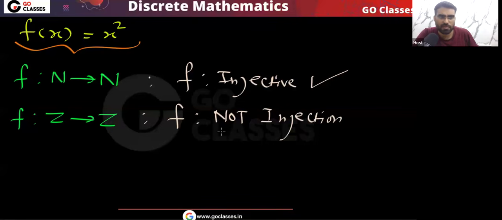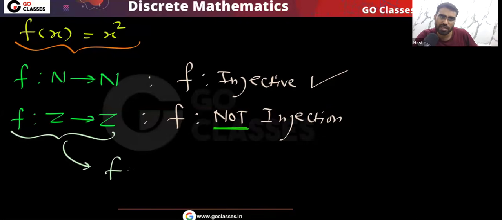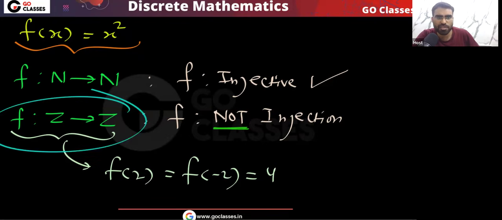Okay, tell me. So very simple, because 2 comma minus 2, they have the same image. In this case you can notice that different elements have the same image. That is the reason. Remember, when you have integers to integers, this is not an injective function. But when you have natural numbers to natural numbers, then it is an injective function.